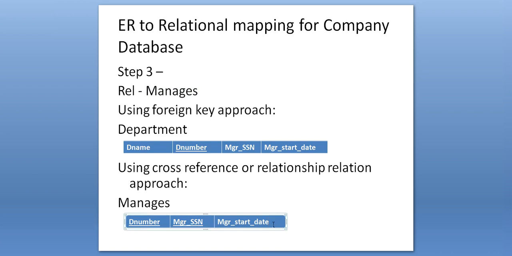Here also, you can either use the cross reference or relationship reference approach, or the foreign key approach. You need not use both of them. The design is not going to be a correct design if you use both approaches. You have to use either the foreign key approach or the cross reference approach. I'm showing both of them, but that doesn't mean you have to use both of them.